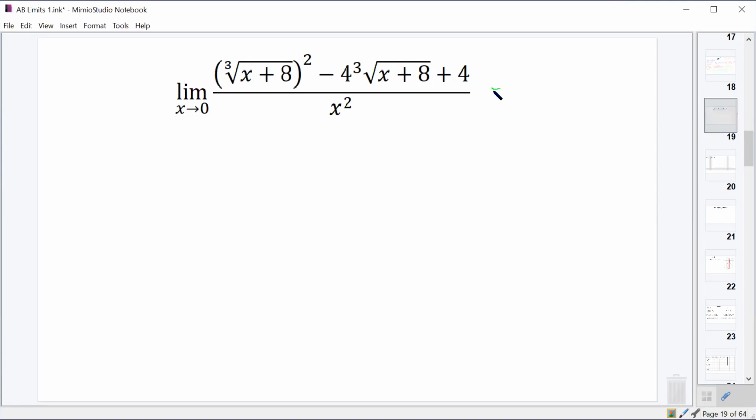All right. So if I plug in 0, I'm going to have the cube root of 8, which is 2, so 2 squared is 4. And then I'm going to have another cube root of 8, which is 2, times this 4. So that's going to be minus 8 and then plus 4 over 0 squared. And it looks like that's 0 over 0. Perfect. Okay, so we've at least shown that it's indeterminate. What do you think we should do?